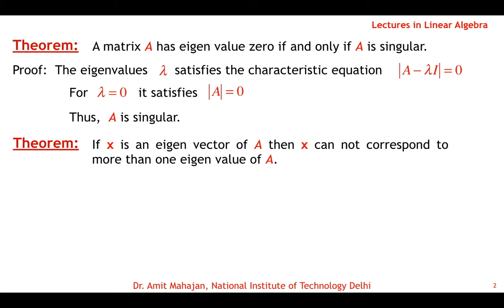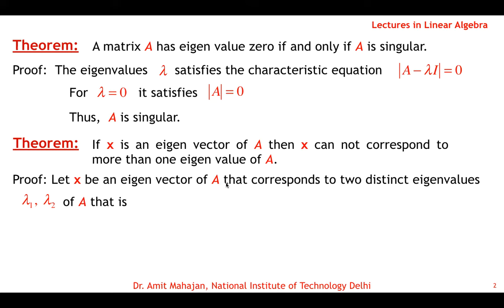The second result is that if x is an eigenvector of A, then x cannot correspond to more than one eigenvalue of A. The proof: if possible, let x be an eigenvector of A that corresponds to two distinct eigenvalues, lambda 1 and lambda 2, of A. That means lambda 1 is an eigenvalue corresponding to x, so it satisfies the equation Ax = lambda 1 x, and lambda 2 is also an eigenvalue with x, so Ax = lambda 2 x is also satisfied.